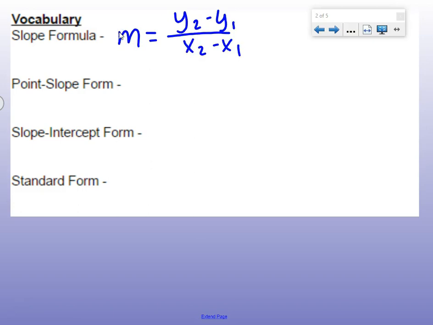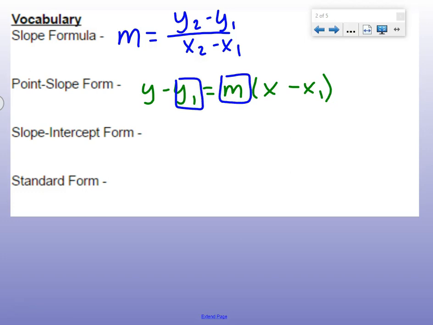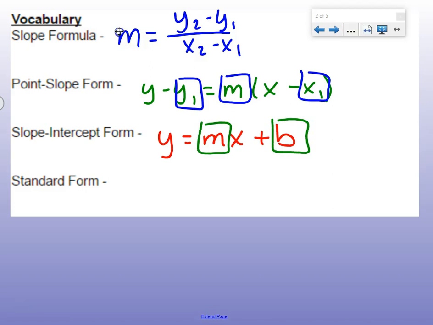Point slope form is y minus y1 equals m times x minus x1. And we need to replace the y1 with a number, the m with a number, and the x1 with a number. Slope-intercept form is y equals mx plus b. That's the most common form that we use. And in this one we replace m with a number and b with a number.